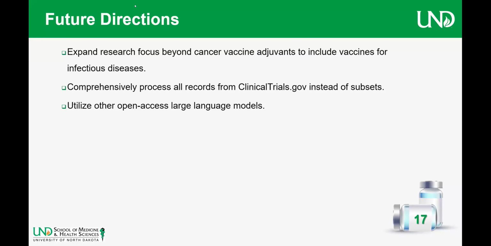In future, we want to expand our research focus beyond cancer vaccine adjuvants to include vaccines for infectious disease. We also want to comprehensively process all the records from clinicaltrials.gov website instead of just cancer subsets. And we want to utilize other open source large language models like Gemma, BERT, etc. for the same task.